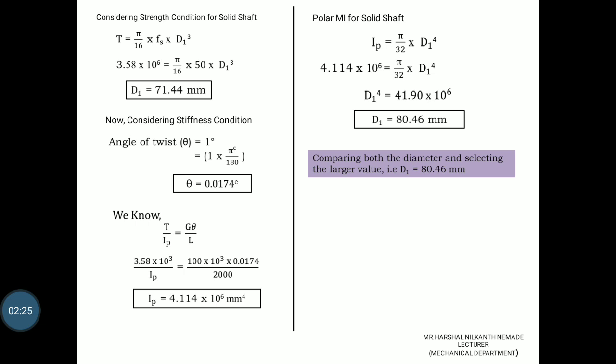Polar moment of inertia for the solid shaft formula is IP is equal to pi by 32 multiplied by D1 raised to 4. Substituting the values, I will get D1 value 80.46 mm. Comparing both the diameters and selecting the larger value. One diameter is 71.44 and the other diameter is 80.46. The diameter which is bigger, I will consider that, D1 is equal to 80.46 mm.